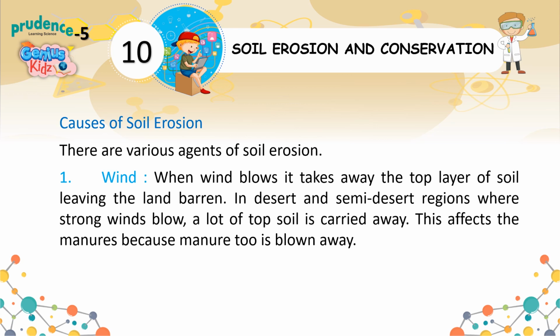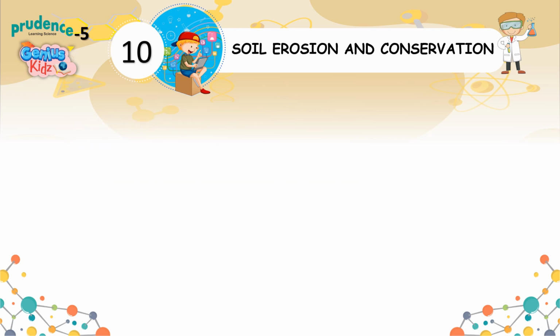Causes of soil erosion. There are various agents of soil erosion. 1. Wind. When wind blows, it takes away the top layer of soil, leaving the land barren. In desert and semi-desert regions where strong winds blow, a lot of top soil is carried away. This affects the manures because manure too is blown away.